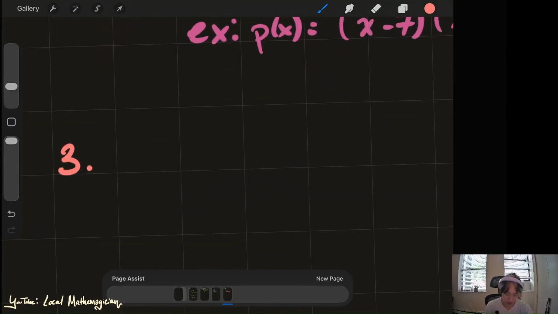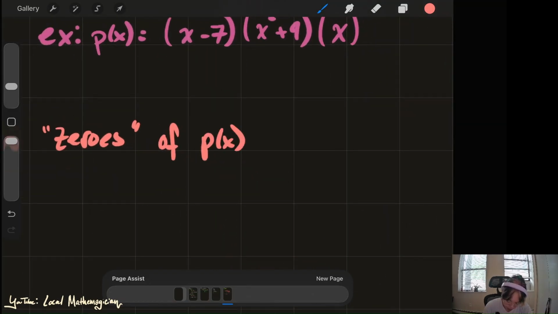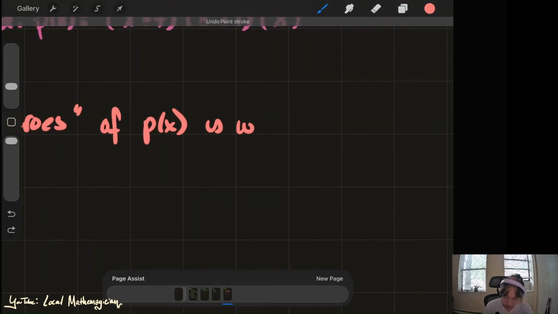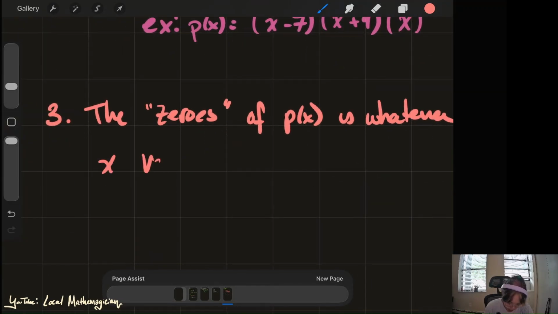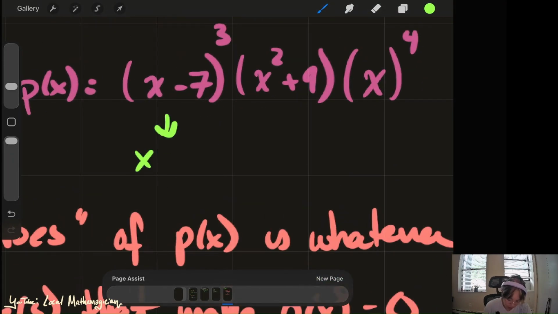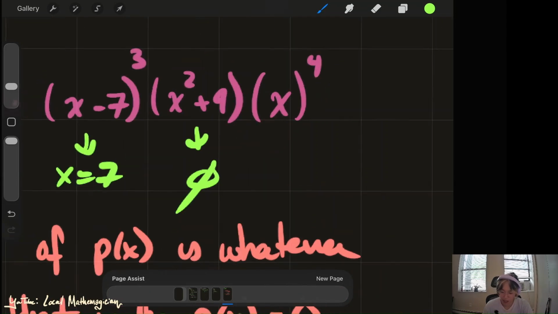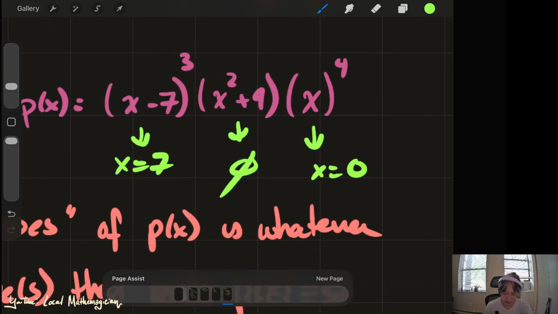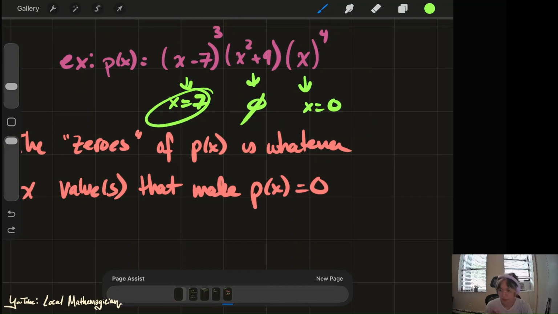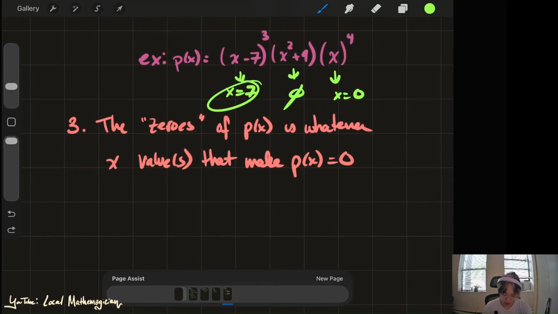Then three, the zeros of p of x are whatever x values make p of x equal to 0. So if we go back to our factored form, you'll want things like x equals 7. Can't do much with x squared plus 9, because x squared equals -9 isn't possible, and x equals 0. You take these numbers, plug them back in, you get 0. Goes back to solving polynomial equations. The zeros of p of x are whatever x values make p of x equal 0.